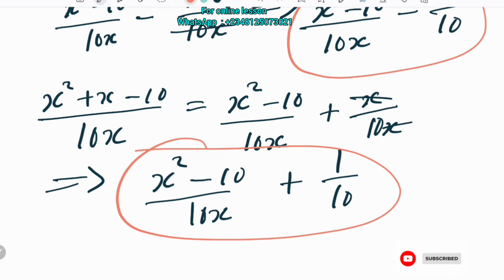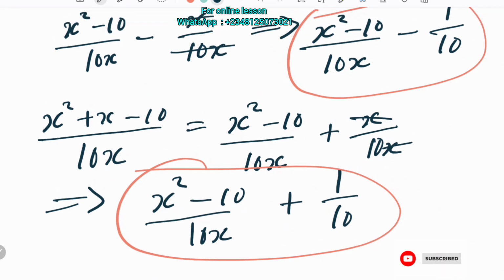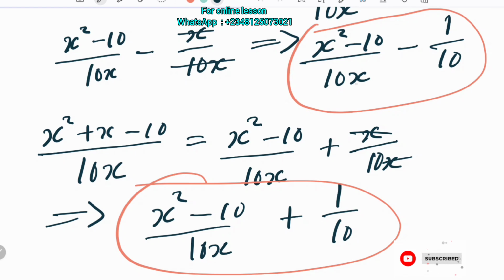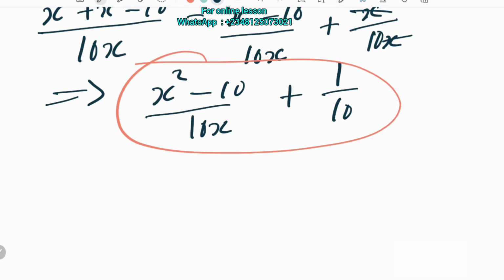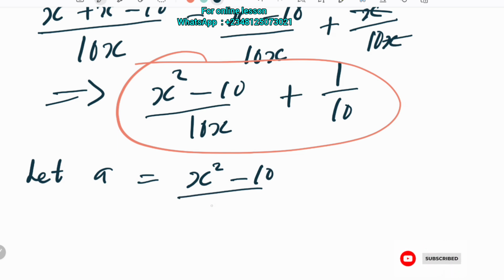The next thing now is for us to use a substitution. Let's substitute for this first term here, which is x squared minus 10 over 10x. So let us use any alphabet of your choice. Okay, we can use A, we can use B, we can even use Y. So we can say let A equal to x squared minus 10 all over 10x. So in place of x squared minus 10 over 10x, we are going to replace it with A.